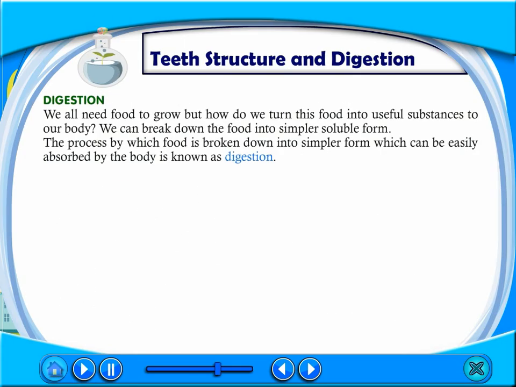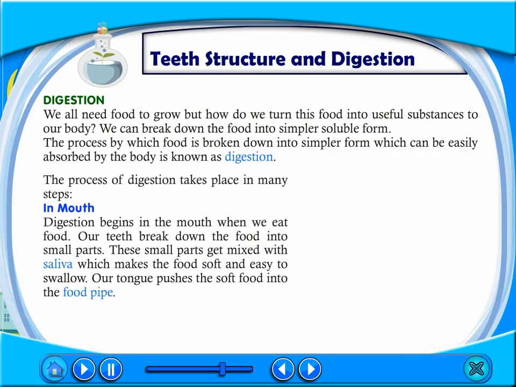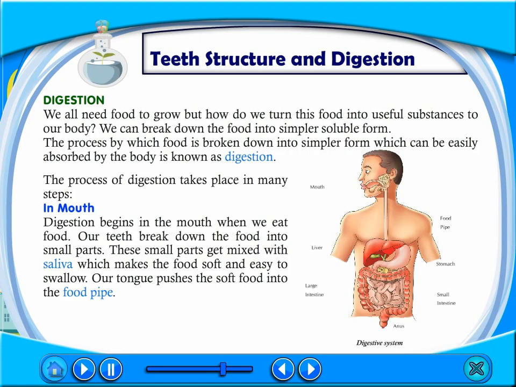Digestion. We all need food to grow, but how do we turn this food into useful substances for our body? We can break down the food into a simpler soluble form. The process by which food is broken down into a simpler form which can be easily absorbed by the body is known as digestion. The process of digestion takes place in many steps.